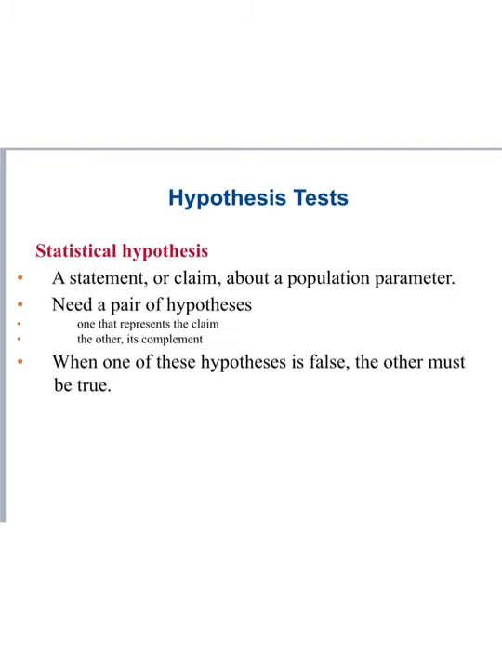And here's the basic logic in hypothesis testing. When we are making a statistical hypothesis, a statement or a claim about a population parameter is made, and we need a pair of hypotheses: one that represents the claim, and the other that represents its complement. We already know that the claim and its complement cannot both be true. So when one of these hypotheses is false, the other must be true.